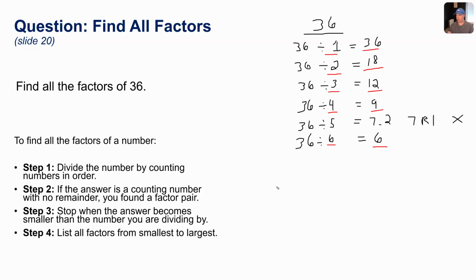So if I then go and list the factors here, we have 1, 2, 3, 4, 6, kind of go back up the wheel now, 9, 12, 18, and 36. Okay, so this is our factor list for the number 36 now.